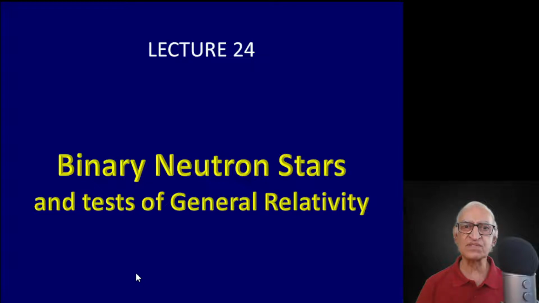Most of the stars we see in the sky are binary stars. Most of them are very wide binaries with orbital period of years, perhaps even centuries. But some of them are close binaries, close enough to interact with one another. And we want to discuss those binaries in this lecture.